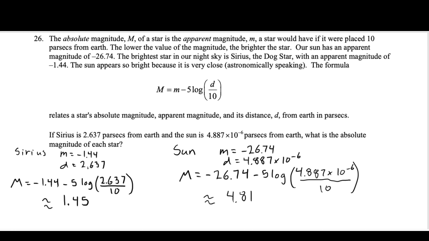So Sirius would actually be multiple times brighter than the sun at a fixed distance. So yeah, the only reason the sun looks so much brighter is because it's so much closer. But Sirius, in reality, is actually a much brighter star. So that's kind of a typical example of where a logarithmic equation might work.